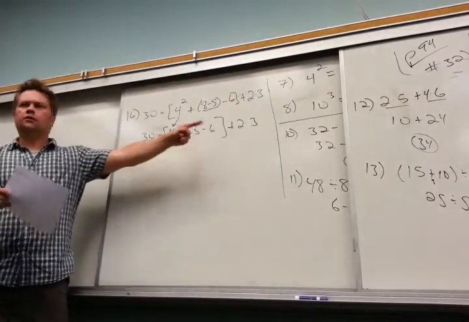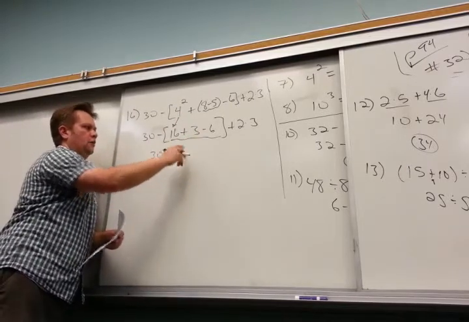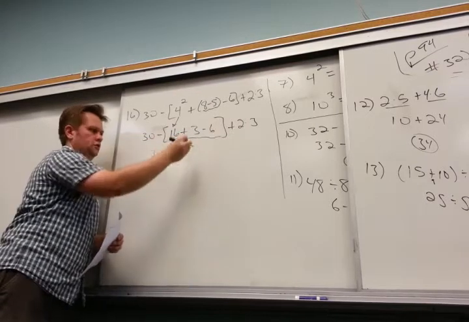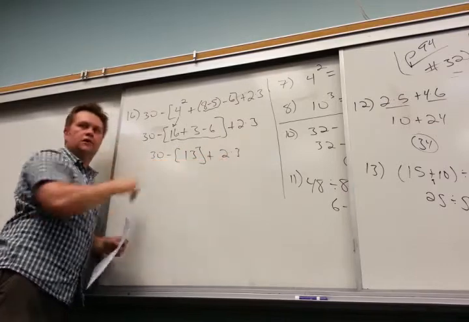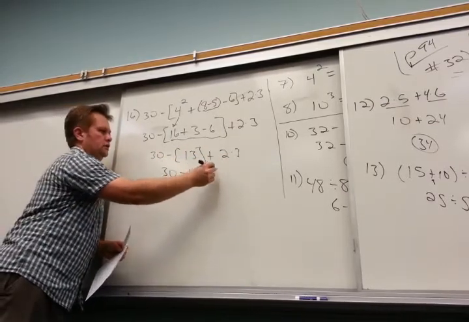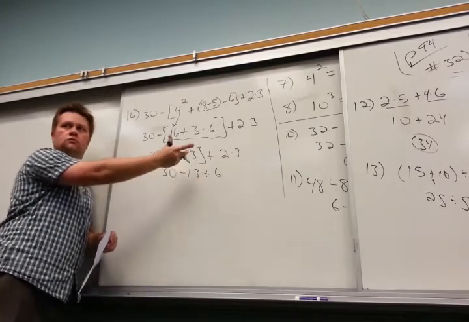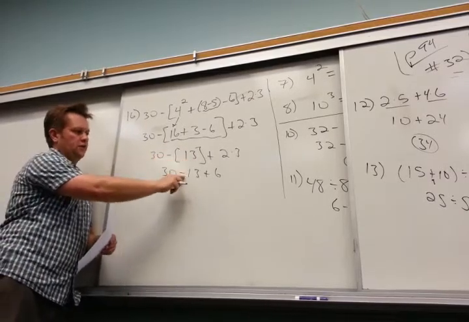What do I do next here? 16 plus 3. Cool. So inside there. Are we all cool with this? 16 plus 3 is 19, minus 6? 13. 13. I like it. So you can do that 6 there? Good. So I get 30 minus 13 plus 6. I took those brackets away because there's nothing left inside to do, so they don't need to be there. Negative times 13 is minus 13.